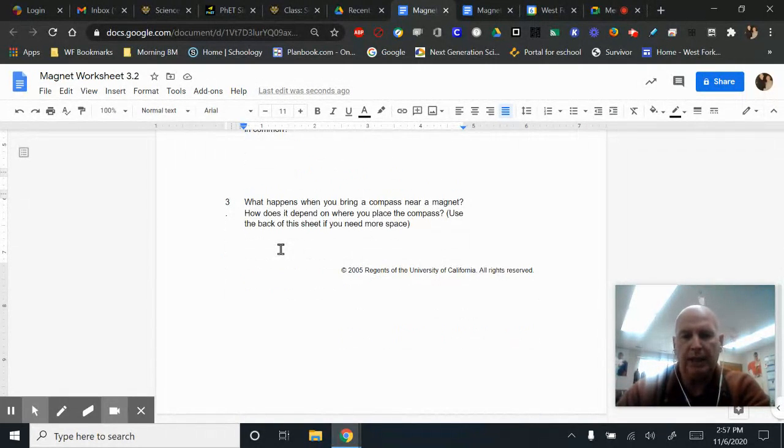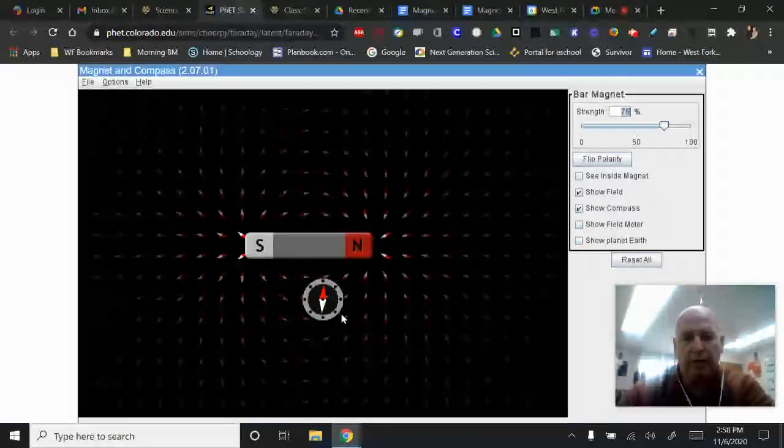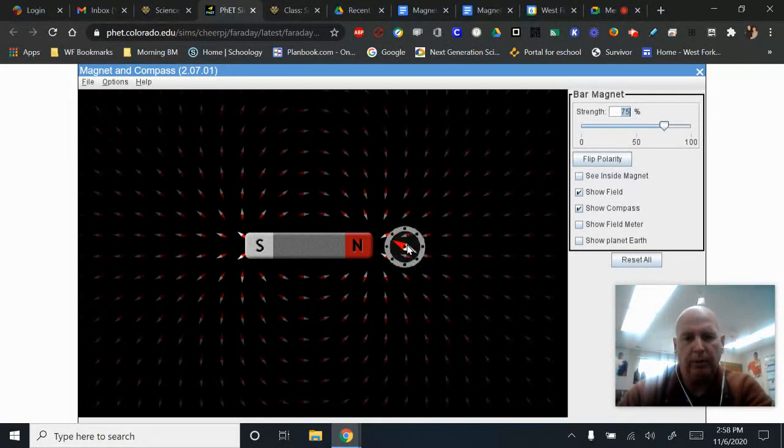What happens when you bring a compass near a magnet? If I bring a compass near a magnet, what do you think happens? Just so that I can give you a good idea, here's a simulator and it's listed in your assignments. Here's a magnet with a north and a south. When I bring a compass close to a magnet, what do you notice about that north and south arrow? The south pole of the magnet is attracted to the north pole of the compass. The north pole of this compass is attracted to the south pole.